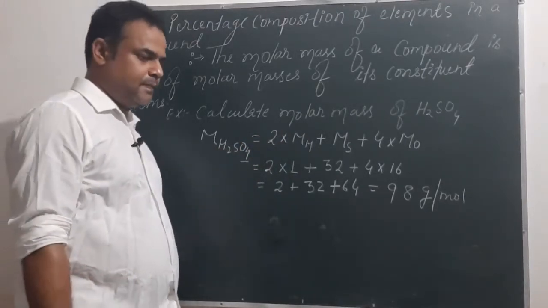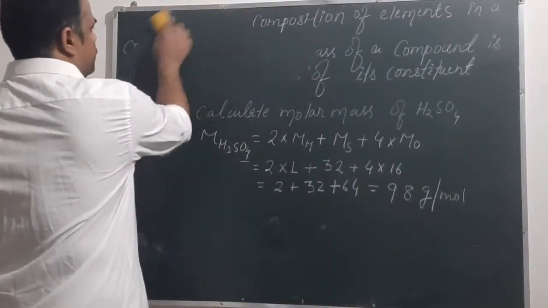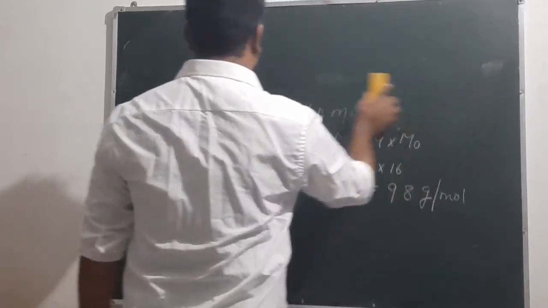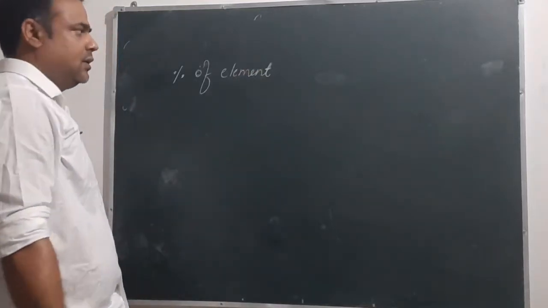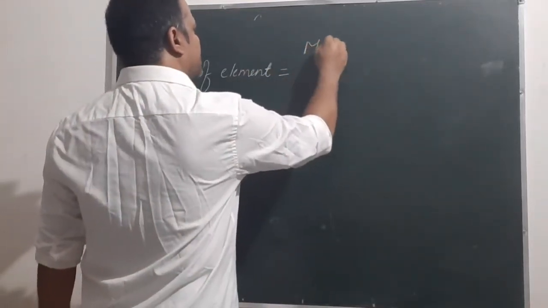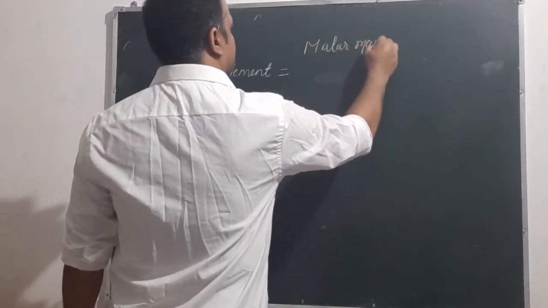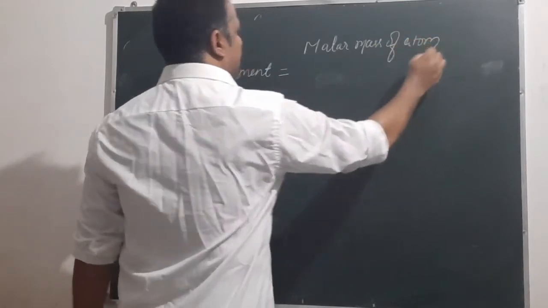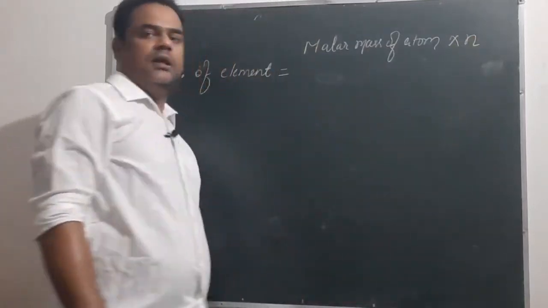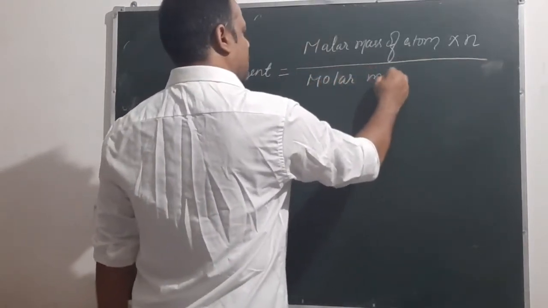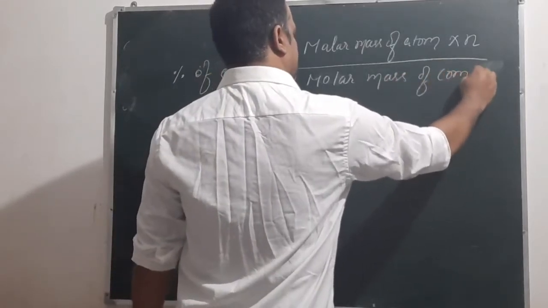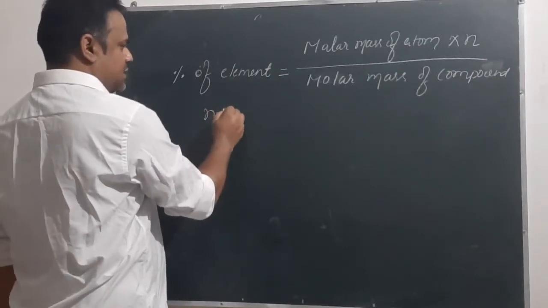To determine that, we have to use a formula for the determination of percentage composition, and that formula is: the percentage of an element in any compound is given as molar mass of atom into n, where n is the number of atoms, divided by the molar mass of the compound. Here n is the number of atoms.